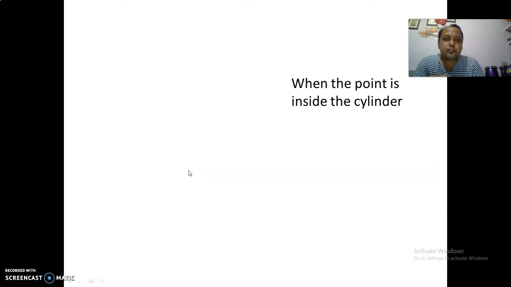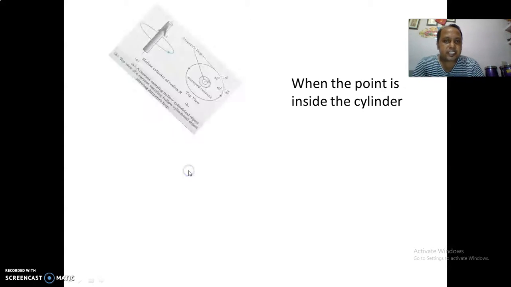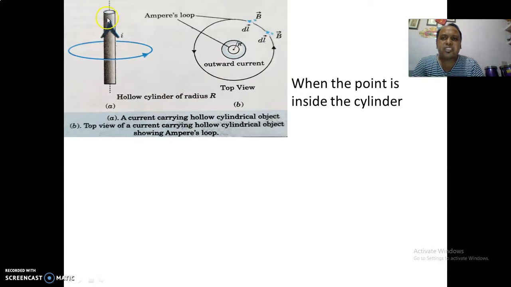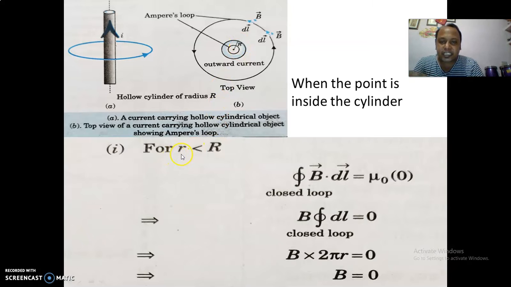The first condition which we are considering is the point which is inside the cylinder. Now this is the cylinder, and we are going to consider a point inside the cylinder. So the Amperian loop will also be inside. You can see here, this is the Amperian loop which is inside the cylinder. The cylinder has a radius of capital R, and the Amperian loop has a radius of small r, which is less than capital R. So the condition that we are taking is small r is less than capital R.